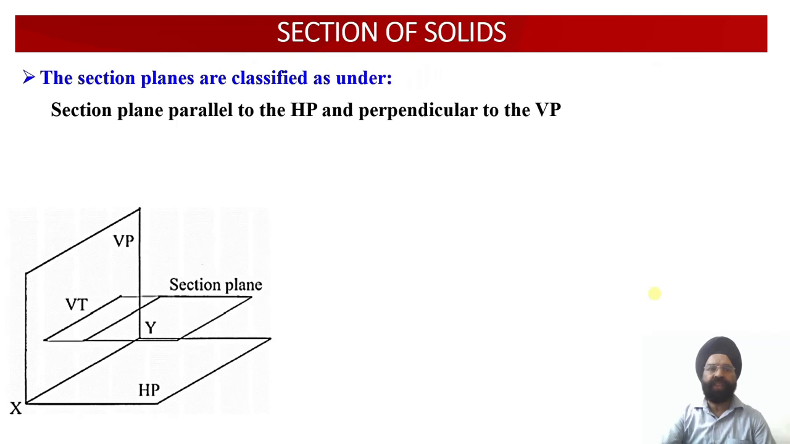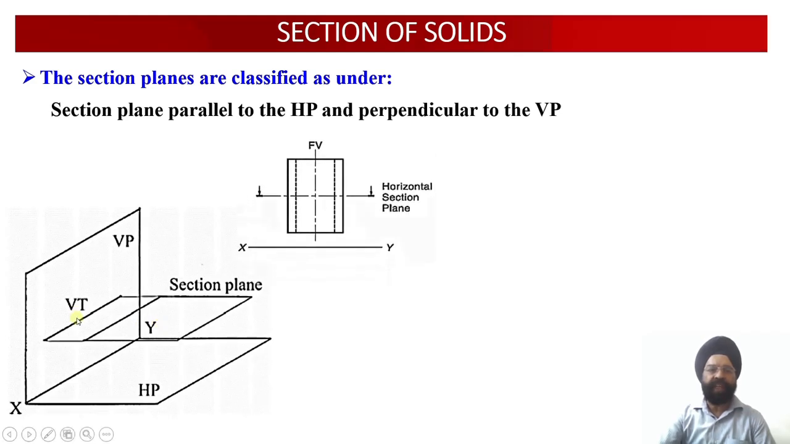Now today's discussion will be about a solid which has been cut by a cutting plane which happens to be parallel to the horizontal plane and perpendicular to the vertical plane. So here you can see that we have one cutting plane which is parallel to the horizontal plane, and this cutting plane is perpendicular to the vertical plane.